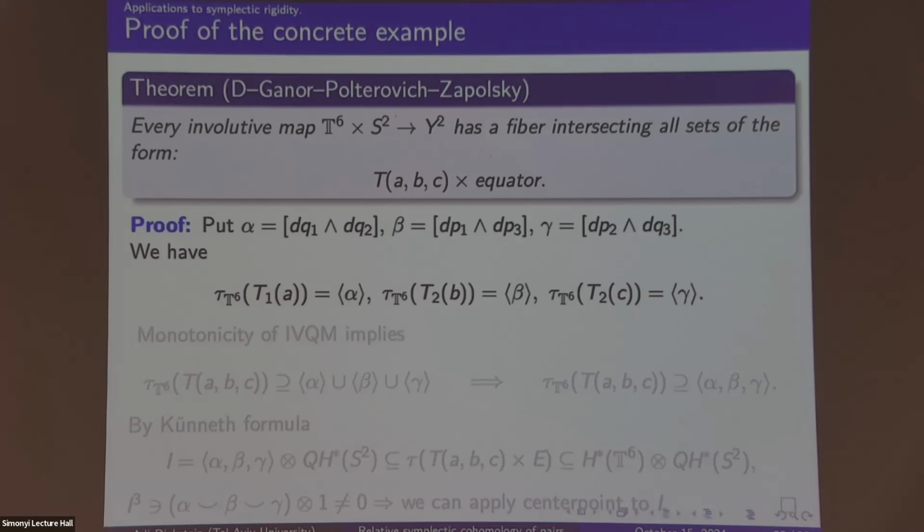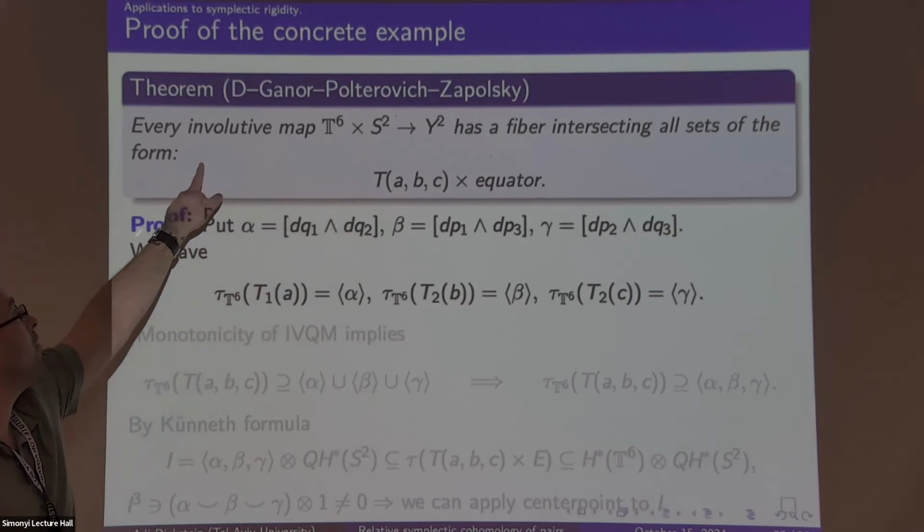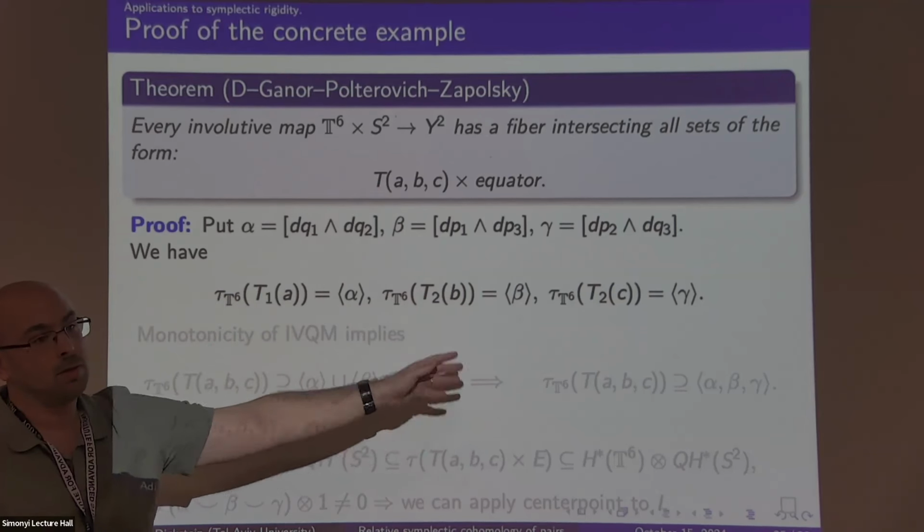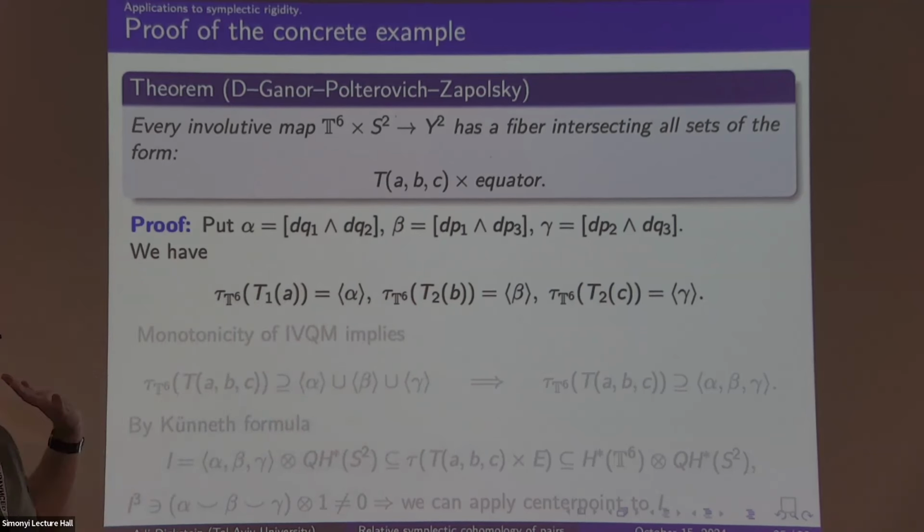Sorry, what was Y again? Y is any surface, any two-dimensional manifold. We have a map from T6 times S2 to a surface. And the theorem says that such a map has a fiber that intersects all the subsets of this type.